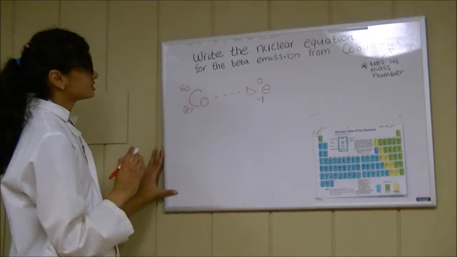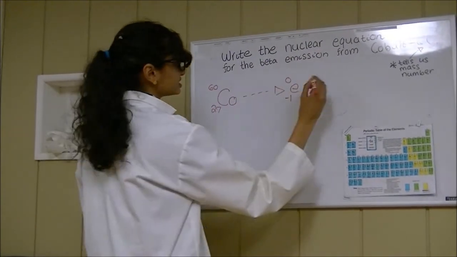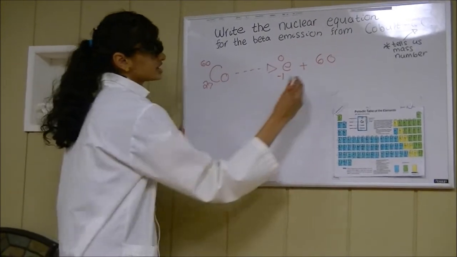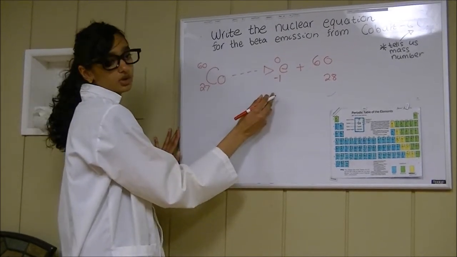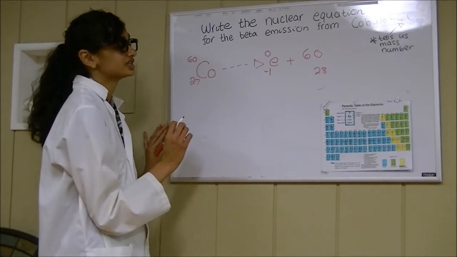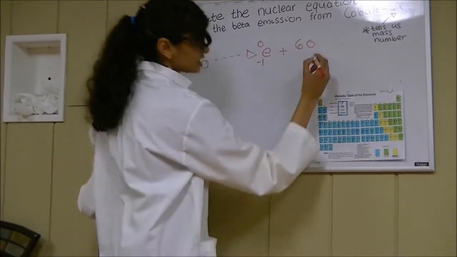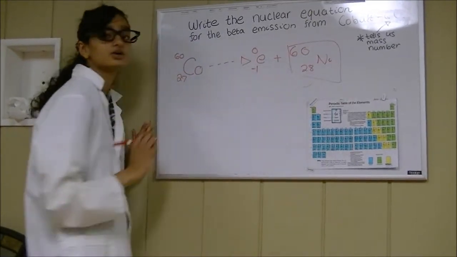And now we just do simple subtraction. We get 60 for the mass number and 28 for the atomic number, because 27 minus -1 is 28, not 26. And now we look here for the atomic number of 28 and we get nickel. Our final answer is nickel.